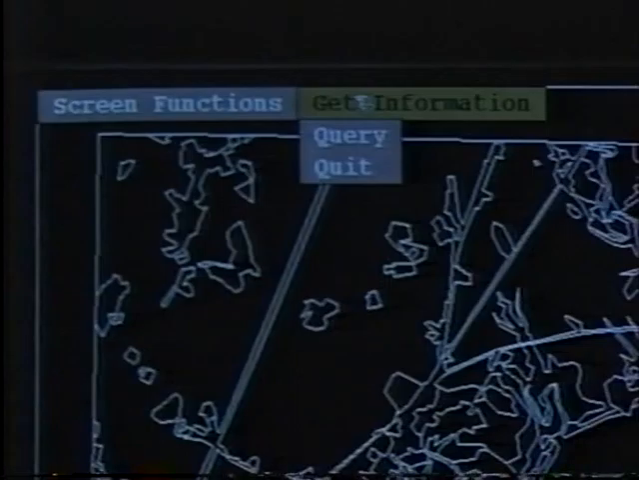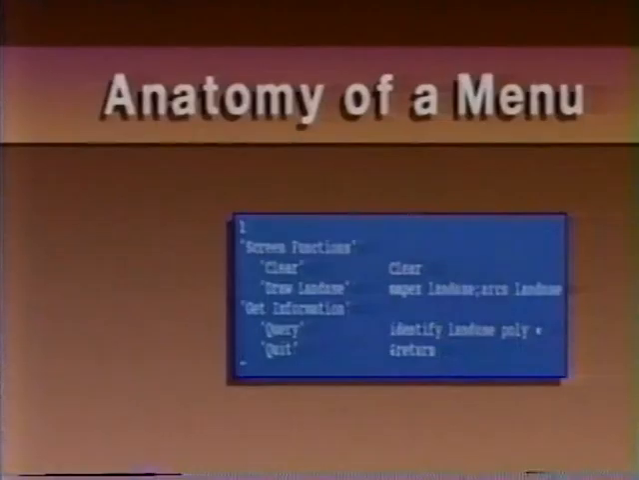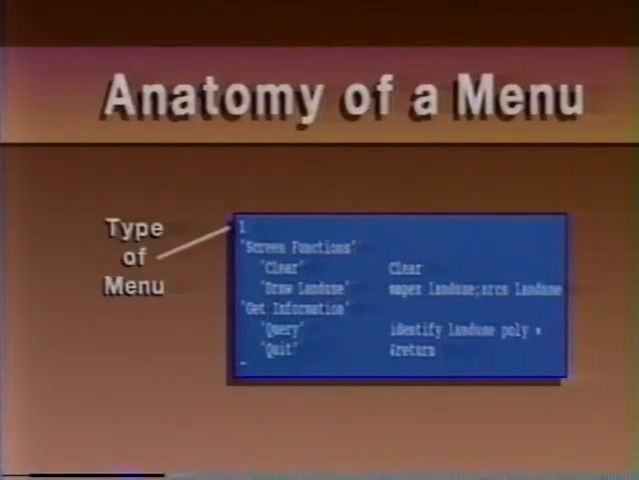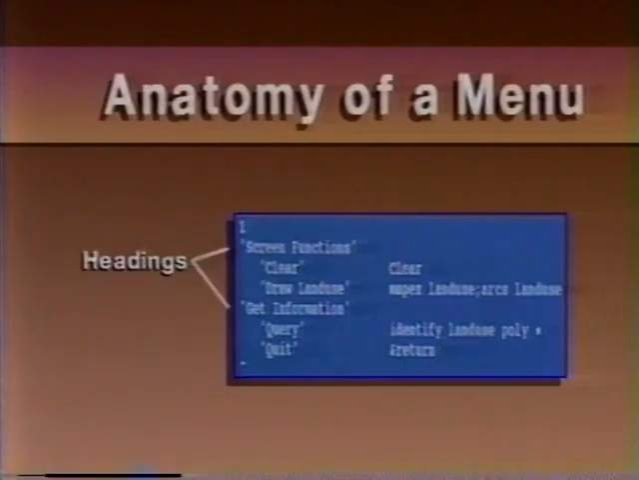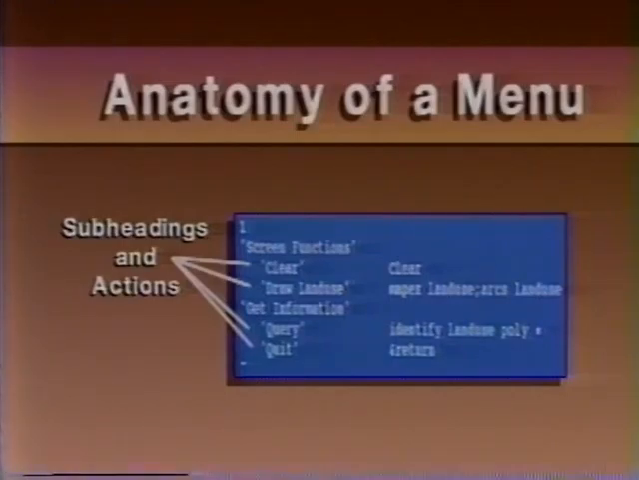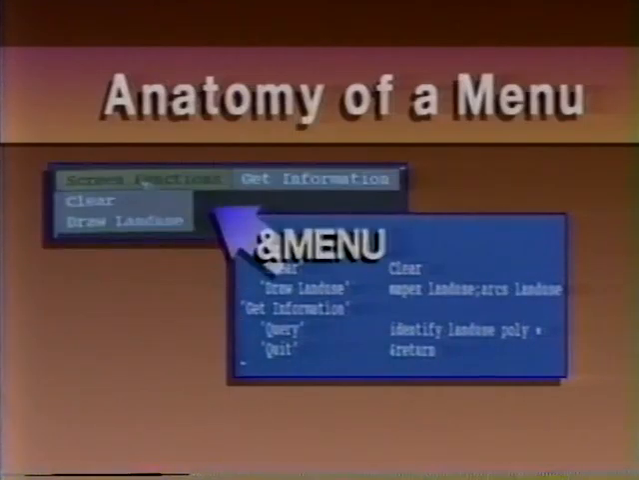We can continue using the menu in different ways. When we're all done, use the Quit option to return control back to the ArcPlot session. So menus are simply text files that conform to certain rules. The first line contains the type of menu. Lines that begin with text in the first column are headings, and lines that are indented are subheadings and corresponding actions. To invoke a menu, use the ampersand menu directive.